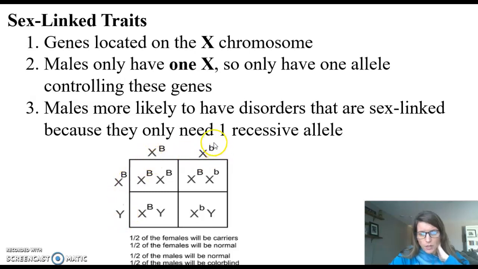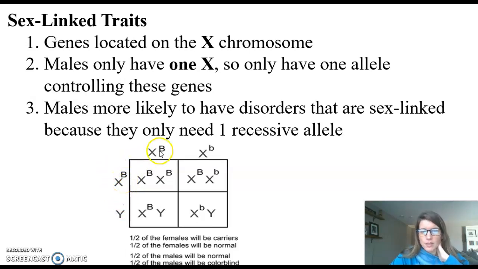So this female up here, going back up here, she has normal vision, but she is called a carrier for colorblindness. So she has normal vision herself, but she can pass on that little b or that colorblindness trait to her offspring. So if she's heterozygous for a sex-linked trait, it means she has the normal trait, whatever it is, but she carries, in this example, the colorblindness trait. This guy over here has normal vision because he has the capital B. If he were to have the lowercase b, he would be colorblind.